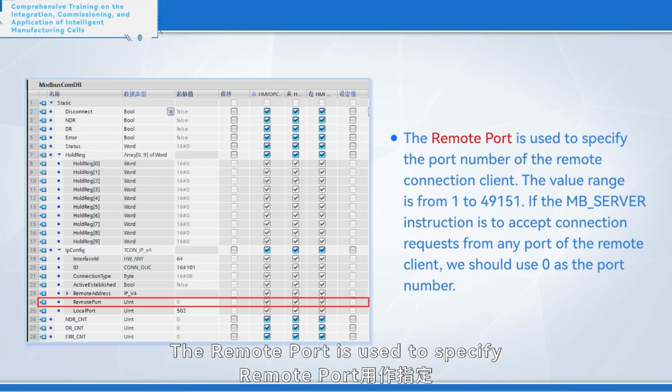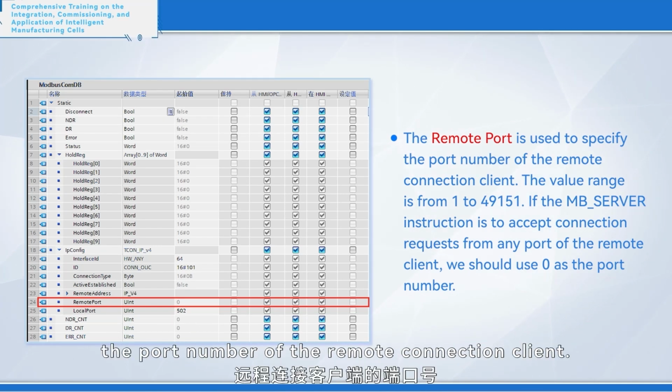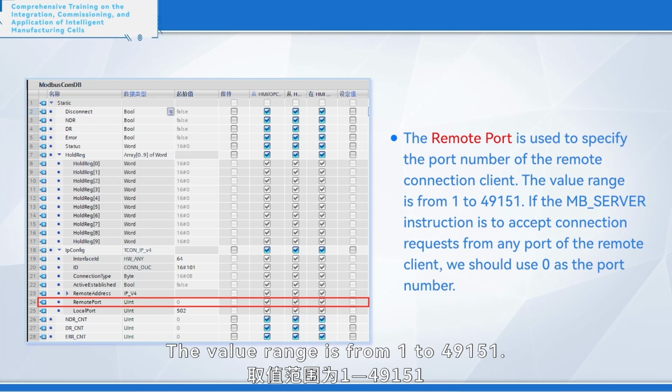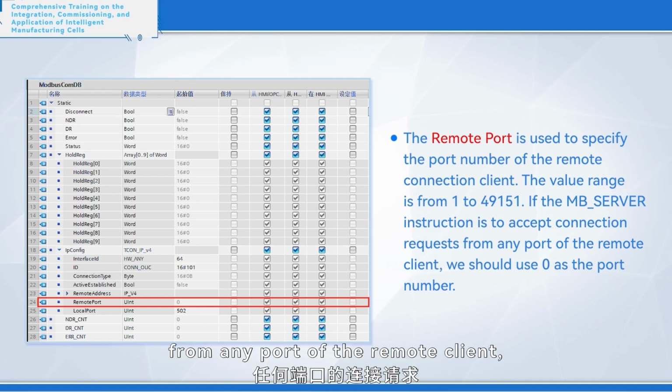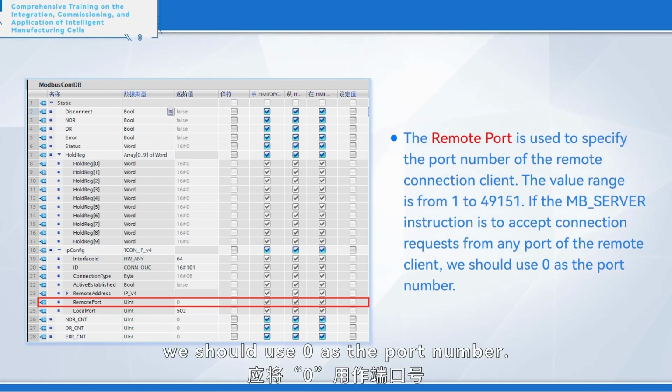The remote port is used to specify the port number of the remote connection client. The value range is from 1 to 49151. If the MB server instruction is to accept connection requests from any port of the remote client, we should use 0 as the port number.